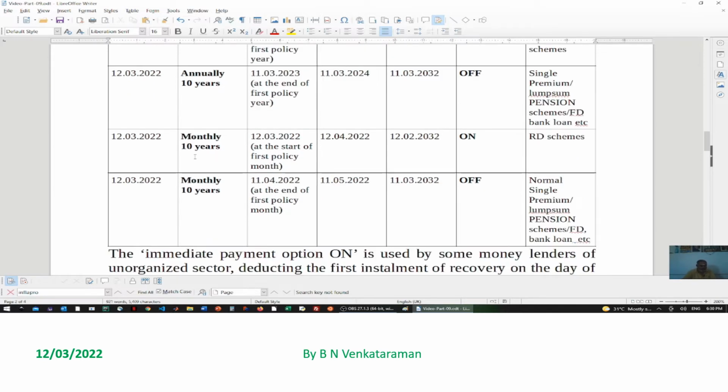Whereas in the case of monthly schemes, say the policy started today, the first installment starts on the day of the first policy month itself, that is the policy date itself. The second one is 1 month later, that is 12th April 2022, and the last installment is due on 12/2/2032, 12th February, 10 years later.